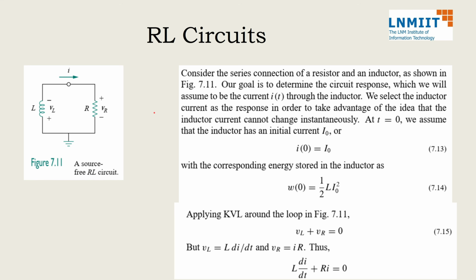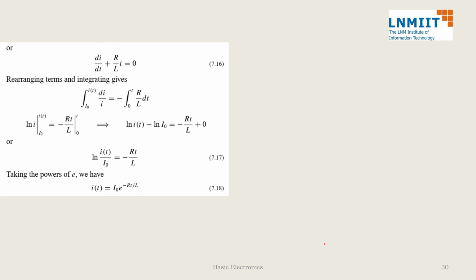Hello students, welcome back, and now let us talk about RL circuits. That means there is one inductor and one resistor and there is no source, so it is still a source free circuit. Now if I apply KVL by assuming that I is the common current flowing, then we can say VL plus VR equal to 0, and then we write VL is L dI by dt and we derive it.